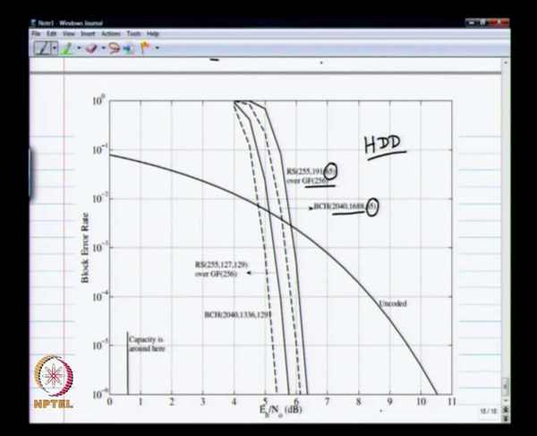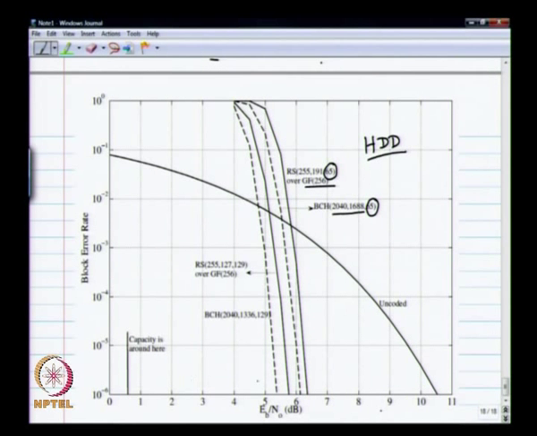You can see it crosses 10 power minus 6 at around 6 dB, right? 5.5 to 6.5 dB. And look at the rate of the code. This has got a minimum distance of 65. This has got a minimum distance of 129. So this is a rate half code. This is a rate 3/4 code roughly. Okay, so those are the things I have picked.